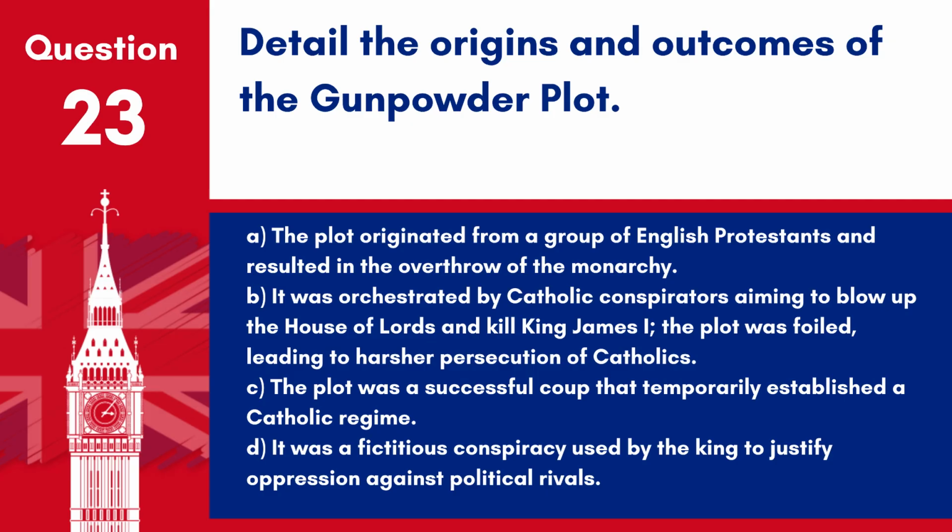A. The plot originated from a group of English Protestants and resulted in the overthrow of the monarchy. B. It was orchestrated by Catholic conspirators aiming to blow up the House of Lords and kill King James I. The plot was foiled, leading to harsher persecution of Catholics. C. The plot was a successful coup that temporarily established a Catholic regime. D. It was a fictitious conspiracy used by the king to justify oppression against political rivals.